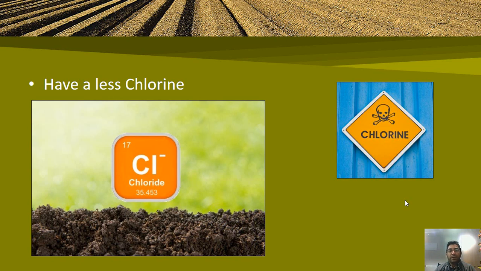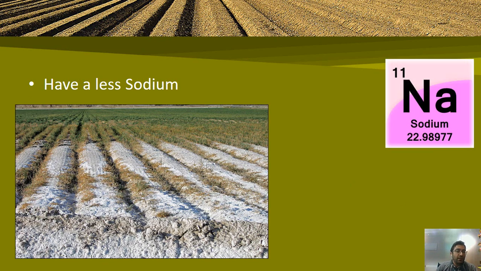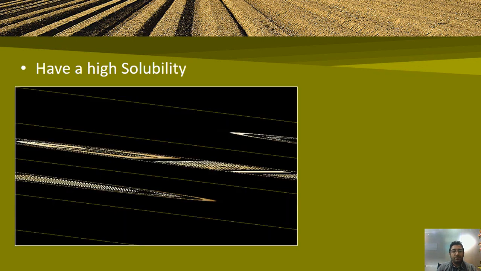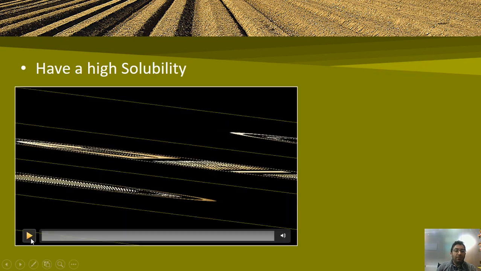If we want to use the iron, it really should have less chlorine and sodium because they make your land become salty and make a lot of problems. Another feature of a good iron fertilizer is that it should have solubility.